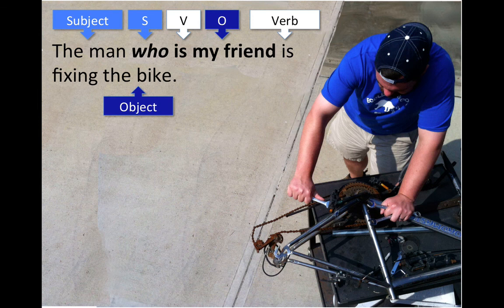The man who is my friend is fixing the bike. So in this case, right after the subject, we have our subject-focused adjective clause, "who is my friend." Then we have the main verb, "is fixing," and then the object in the main clause, "the bike." So this is a subject-focused adjective clause because "who" is the subject, modifying the subject in the main clause, the man.